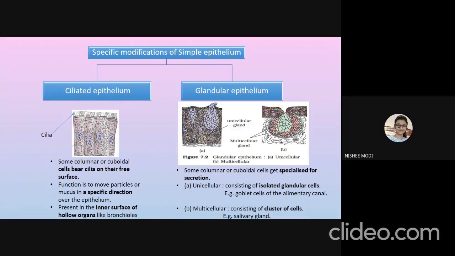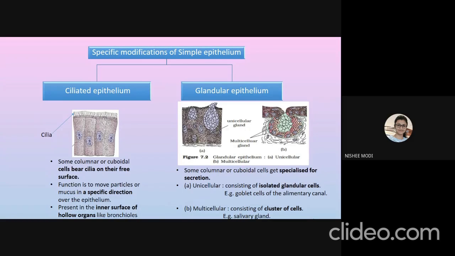As we know, in the fallopian tube, the ovum is closely connected with the cilia. What will the cilia do? They transfer the ovum to the uterus. They help in the transportation of the ovum to the uterus. So the function, as I said, is to move particles in a specific direction over the epithelium.